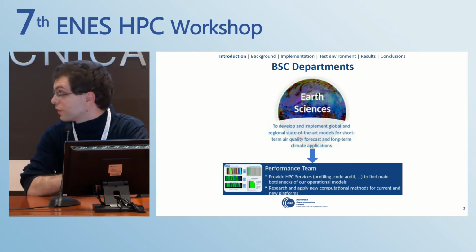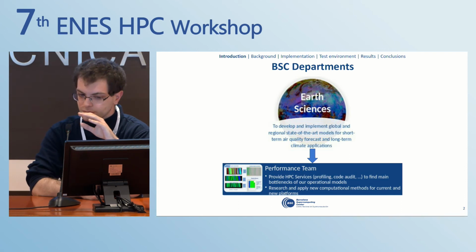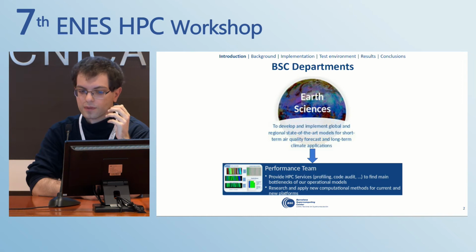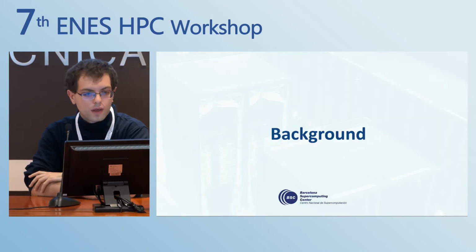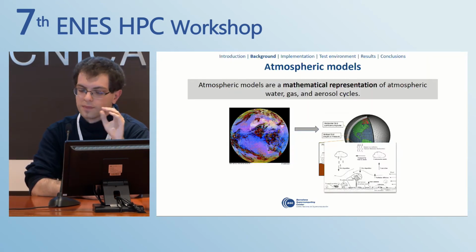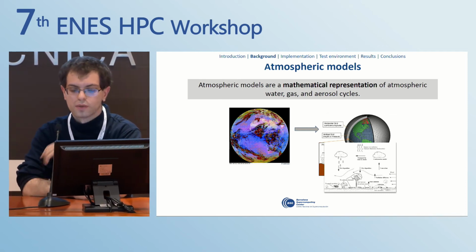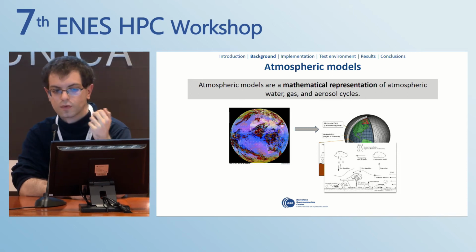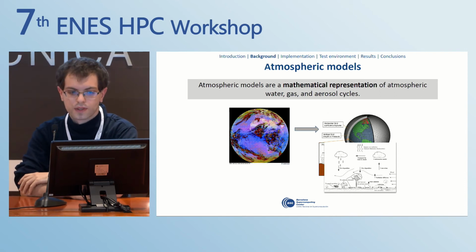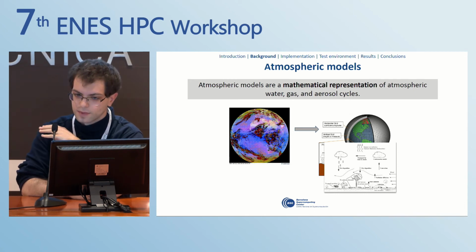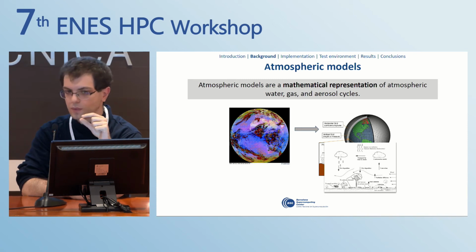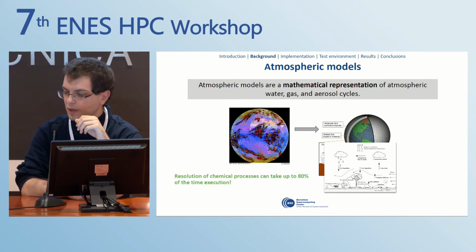This is a brief introduction to the team. Basically, from the Earth Science department, I'm from the performance team, which aims to provide HPC service to find main bottlenecks of operational models. And as a background, I will make a very simple definition of an atmospheric model to put it in context. Atmospheric models are a mathematical representation of atmospheric water, gas, and aerosol cycles. In the image, we can see the representation of the atmosphere. Basically, the atmosphere is divided into many small points that we refer to as grid cells, or simply cells. And in each of these cells, there are multiple physical and chemical processes occurring. In atmospheric models, the chemical process can take up to 80% of the execution time, so we will focus on this part in this work.